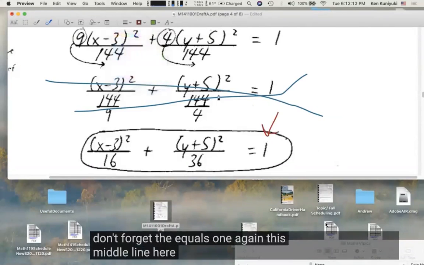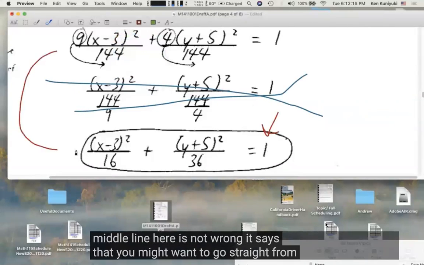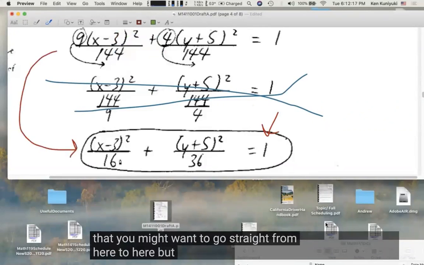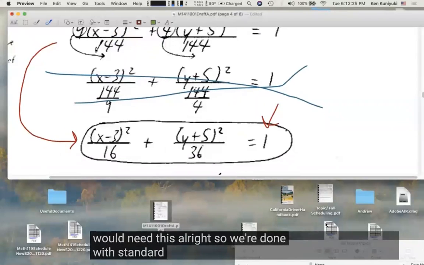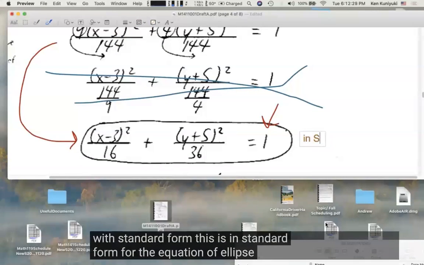Again, this middle line here is not wrong. It's just that you might want to go straight from here to here. But if we had a 145 there, you would need this. All right. So we're done with standard form. This is in standard form for the equation of an ellipse.